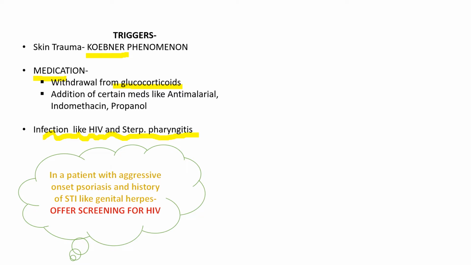This is very high yield for USMLE. If a patient has aggressive onset psoriasis, always think about HIV, and especially if there is a history of any sexually transmitted disease like herpes. The next best step is offer screening for HIV. Always remember, offer screening for HIV in rapid onset psoriasis.